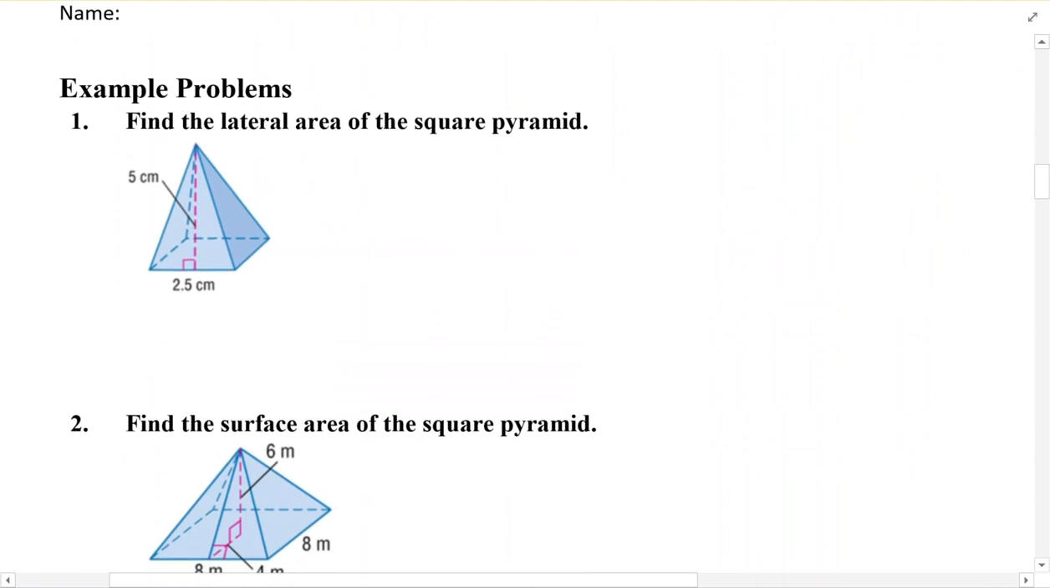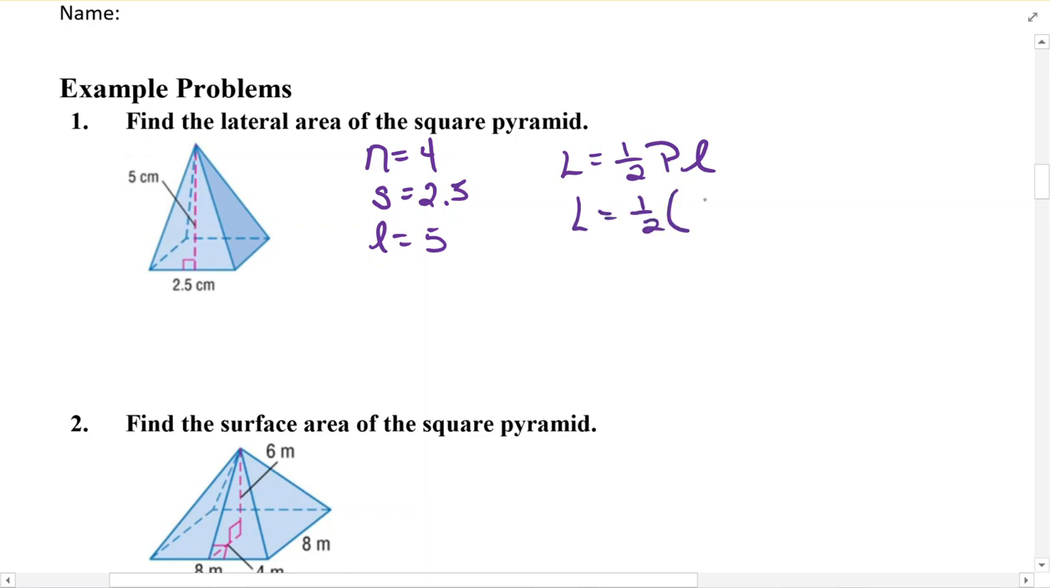For our first example problem, we want to find the lateral area of the square pyramid. We know that the number of sides here is 4. We know the length of a side is 2.5. And the slant height is 5. So the lateral area is 1/2 the perimeter times the slant height. Lateral area is 1/2, and to calculate the perimeter, it'd be 4 times 2.5, times the slant height, which is 5. So the lateral area is 25 centimeters squared.